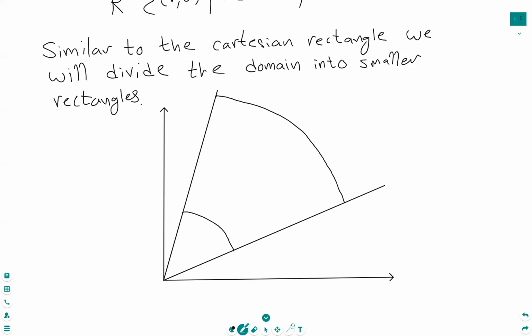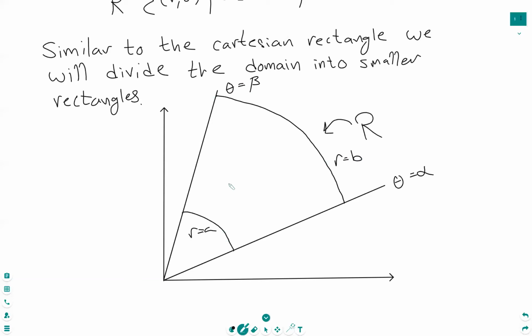So maybe something like this. So here is the region R, this solid here. And we have that theta is equal to some alpha, and then theta is equal to some beta. We also have that R is equal to some A and R is equal to some B.